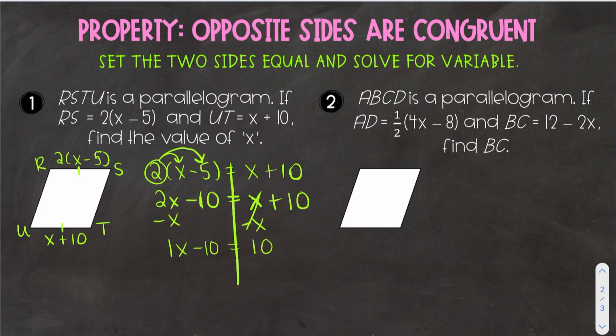So now I have a two-step equation. So I'm going to go ahead and move that minus 10 over to the right side by adding 10. Because remember, you always want to do the opposite when you're solving for a variable. So 1x equals 20, because 10 plus 10 is 20. So the value of x is 20.